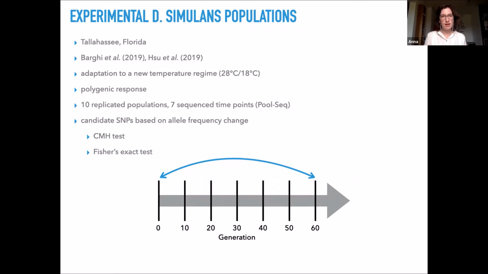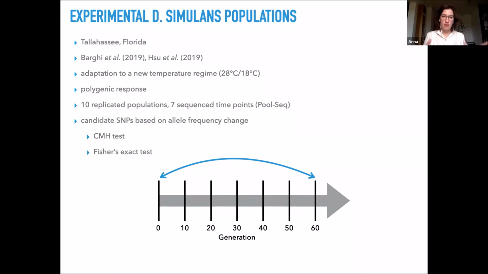And Nedda actually showed that the response is highly polygenic. So you have a lot of loci that are contributing to adaptation. What is really nice about this study is that it's highly replicated. And we don't only have 2 time points, but we have 7 sequenced time points. We use pool-seq for the sequencing. So what you have there is a really robust allele frequency estimate. And based on the allele frequency estimates and their changes, you can determine candidate SNPs that are most likely contributing to adaptation.